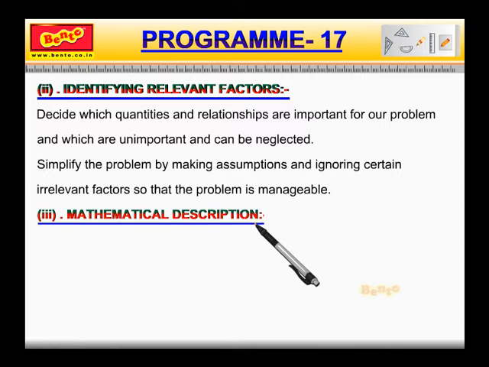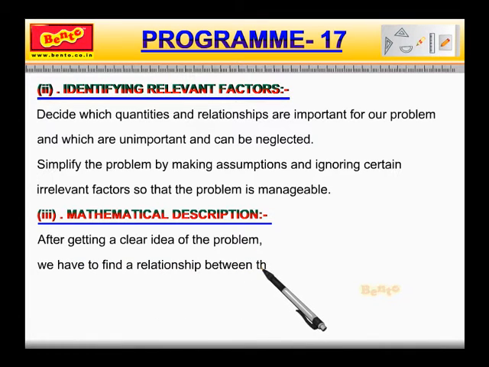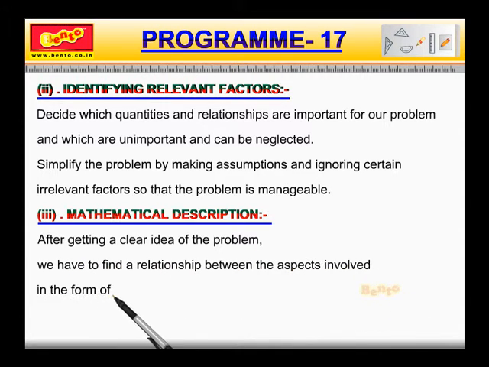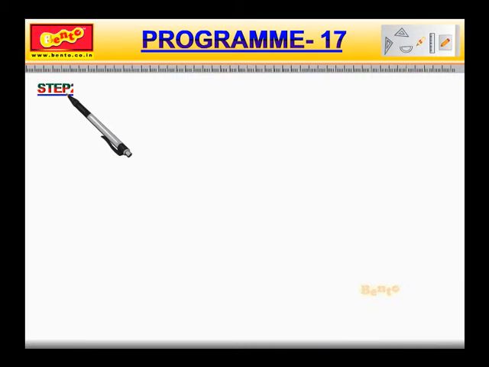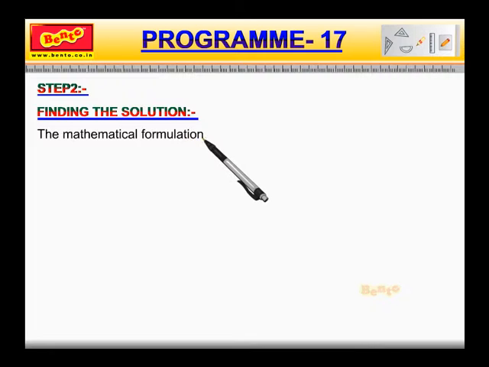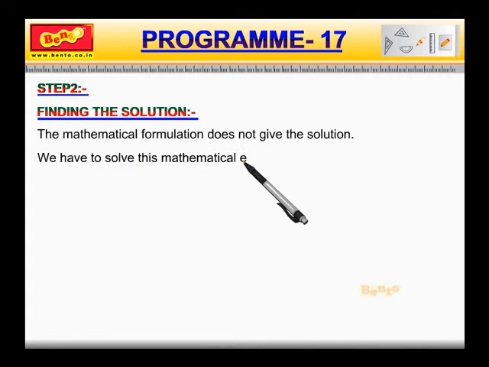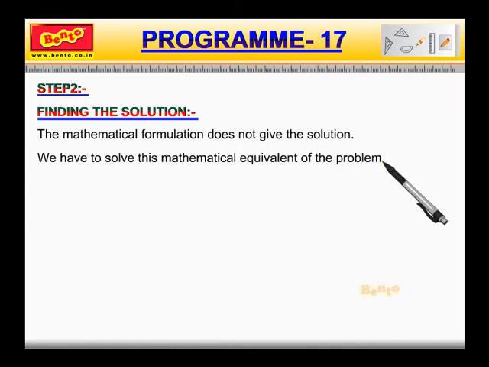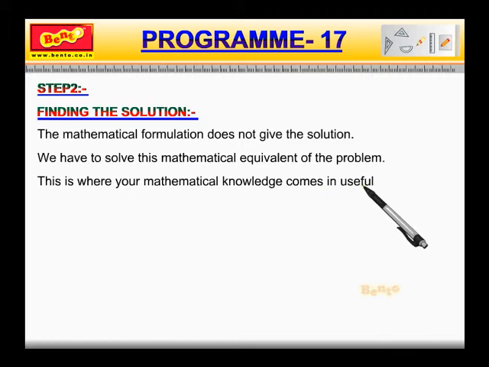Mathematical description. After getting a clear idea of the problem, we have to find a relationship between the aspects involved in the form of an equation, a graph, or any other suitable mathematical description. Step 2. Finding the solution. The mathematical formulation does not give the solution. We have to solve this mathematical equivalent of the problem. This is where your mathematical knowledge comes in useful.